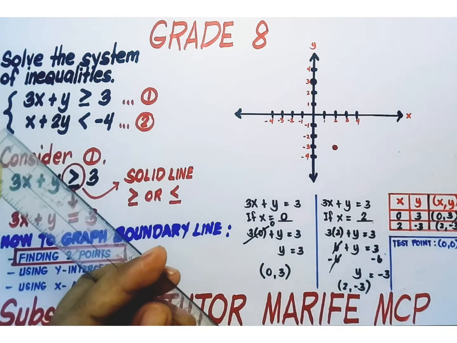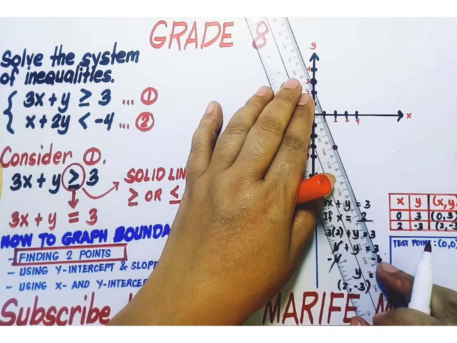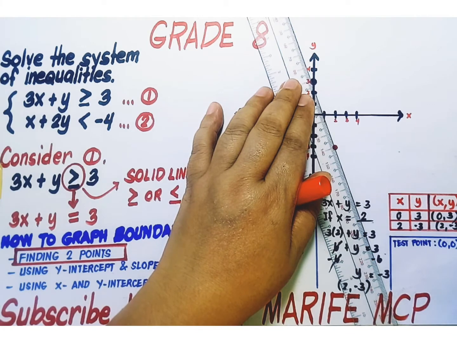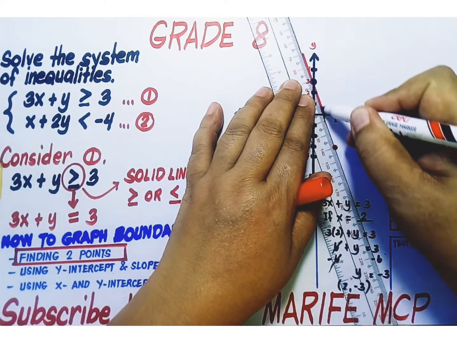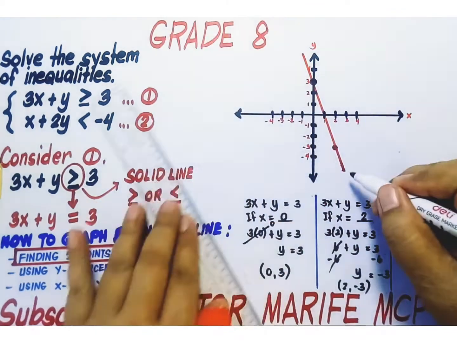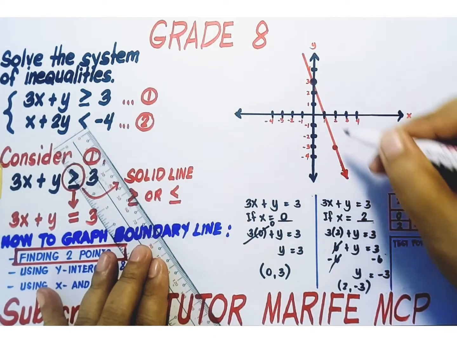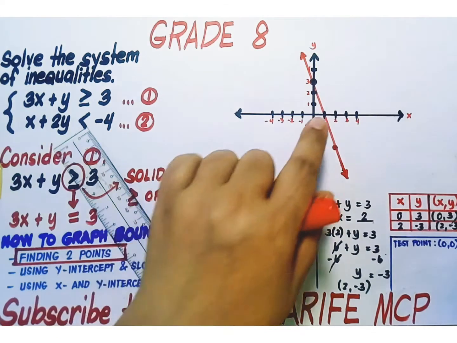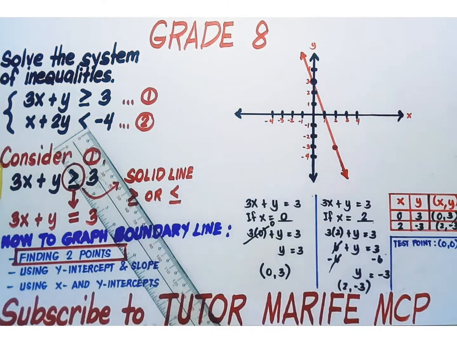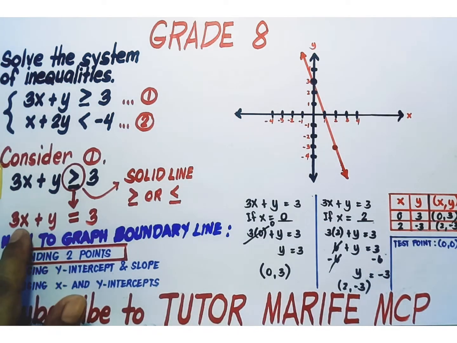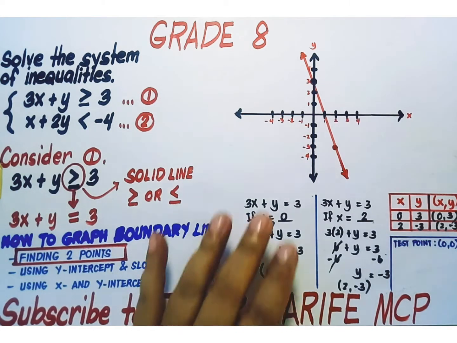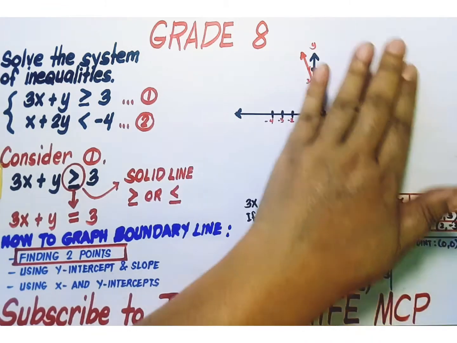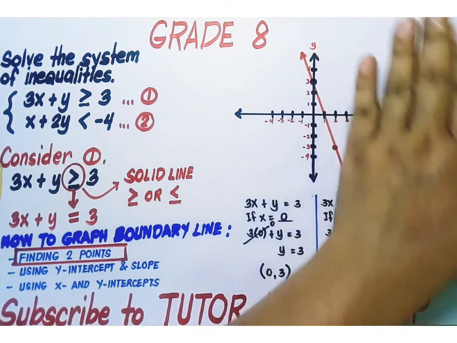Now, let's draw a line passing through the 2 points. Remember that our boundary line is a solid line. This is our boundary line represented by the related equation 3x plus y equals 3. It divides the coordinate plane into 2 half planes.